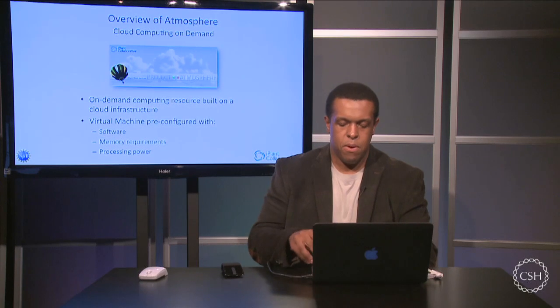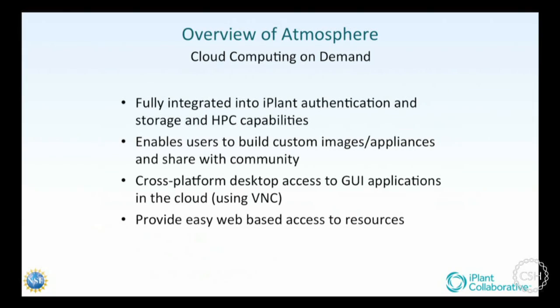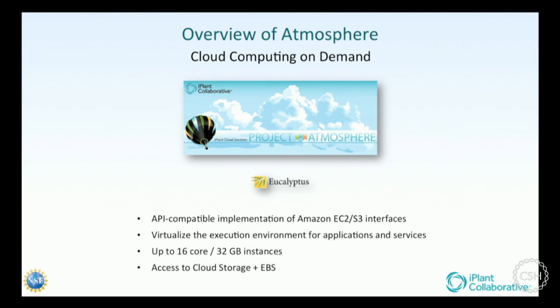machines, which are configured with software, memory, and processing power, and that's going to allow us to do our research in a way we may not have had access to previously. It's fully integrated into our high-performance computing capabilities and allows users to build custom images, and we'll talk about what that means, to share with the community. There are various ways to access it, and again, it's a web-based system. Right now, these are all based upon Eucalyptus and API-compatible interfaces, and you can choose.